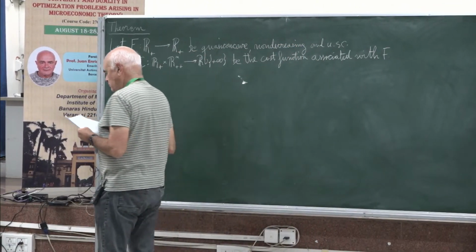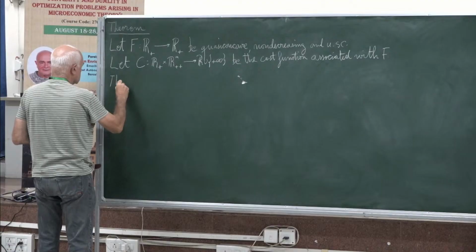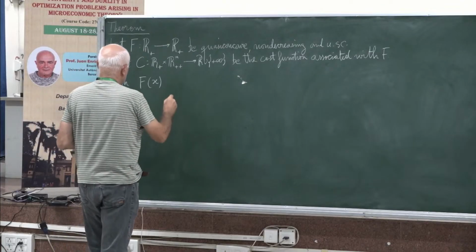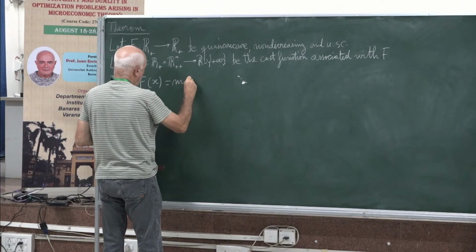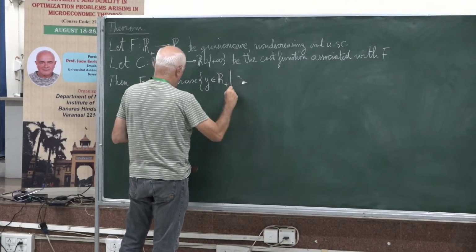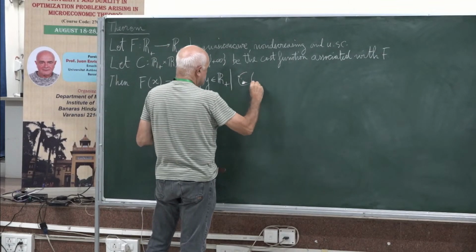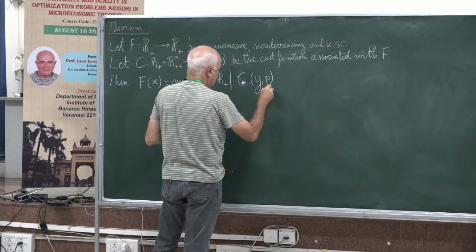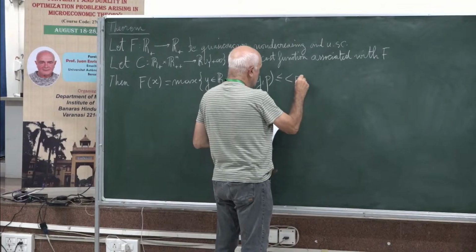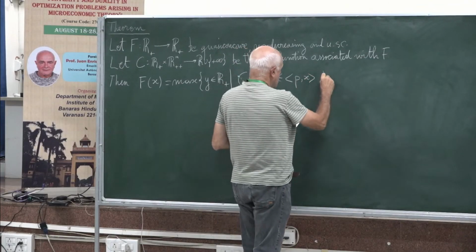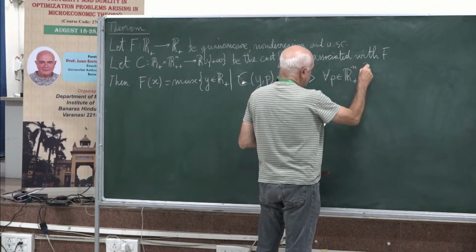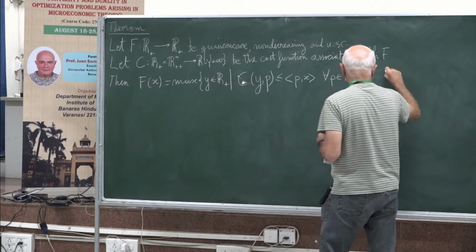Then f of x is equal to the maximum of y in R plus such that c of y, p is less than or equal to p x, for every p in R plus plus n, and this is true for every x.